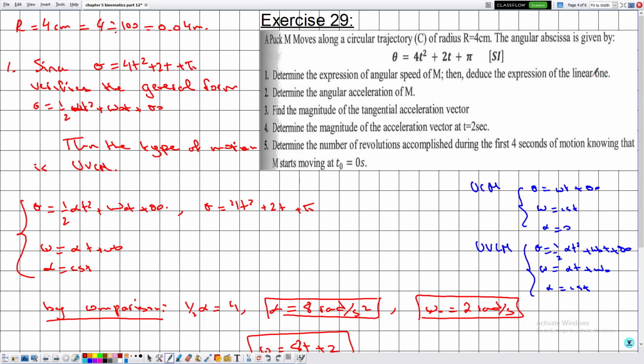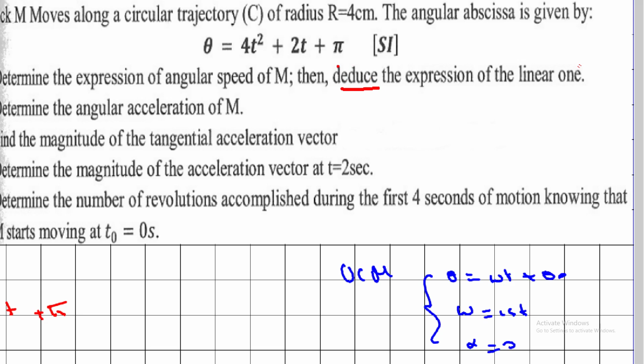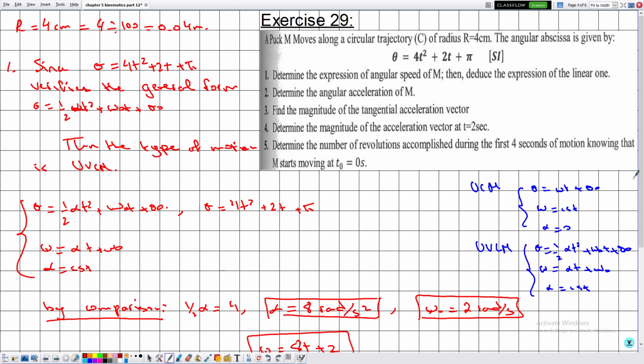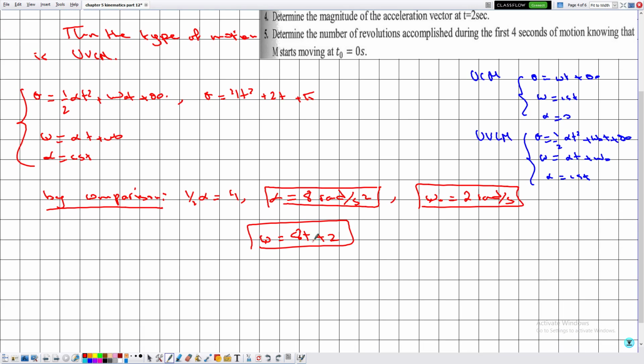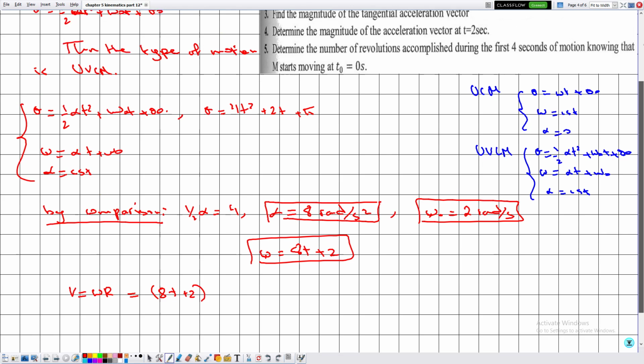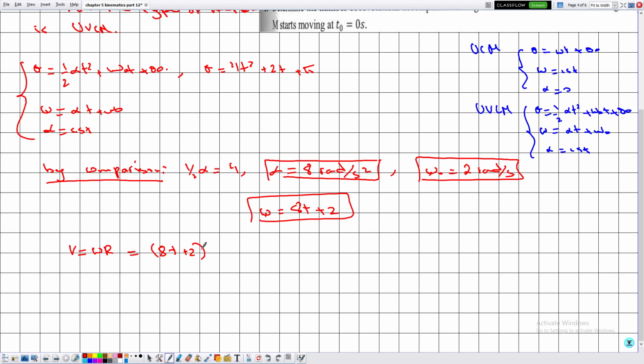Then deduce the expression of the linear one, and by deduce it means that we need to use the previous part. In the previous part, we have determined omega and we are interested in determining v. We know that omega and v are related via the following formula: v is equal to omega multiplied by r. So it's given by 8t plus 2 multiplied by the value of r, which is given by 0.04 in the SI.